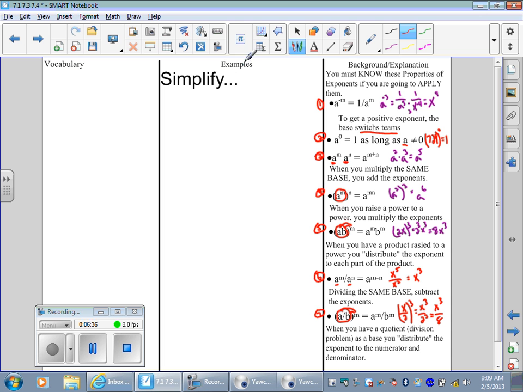Some problems we may just have to apply one of them. Another problem we might have to apply 2 of them. Another problem we might have to apply all 7 of them. But we know we're not done until none of these properties can be applied anymore. So on the first page here, I'm going to do some easier ones. On the following pages, we're going to do some more complicated ones. So let's just look at this. What if I said simplify, and I wanted you to simplify the following?